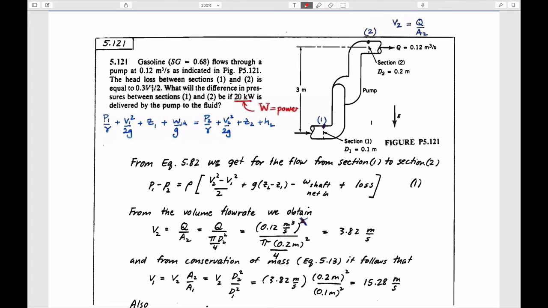So this is an example looking at gasoline being pumped to an upper level through a pipe system. So it's gasoline, so it has a density which is less than water. It goes through a pump at a flow rate of 0.12 meters cubed per second, that's Q. The head loss between the sections is equal to this term 0.3 V squared over 2. I think it should be G in the way that we looked at it before. You could think about adding a G to this. What will be the difference in pressure between sections 1 and 2 if we have this amount of power in the system? So this power is what we've called uppercase W dot.